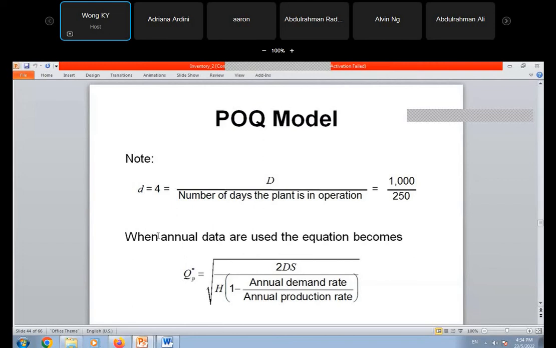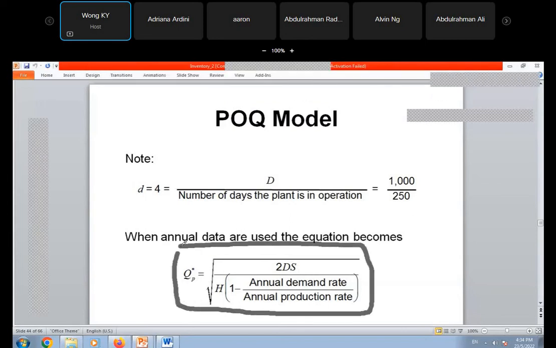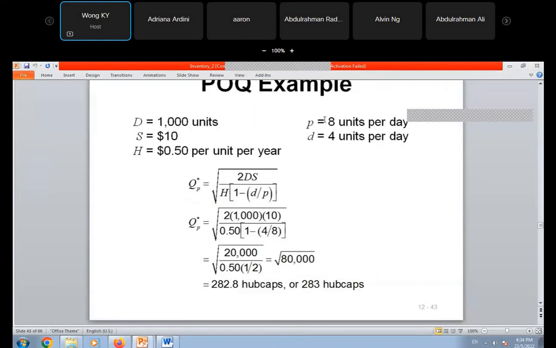It says here, when annual data are used, the equation becomes the same equation. It's just different in terms of D and P. Now, here P is given as 8 units per day, and D is 4 units per day, also per day. But sometimes the question may give you P as 8 units per year, or D as 4 units per year. So even if they are per year, the equations will be the same. It doesn't matter whether P and D are per day or per year, the equation will be the same.